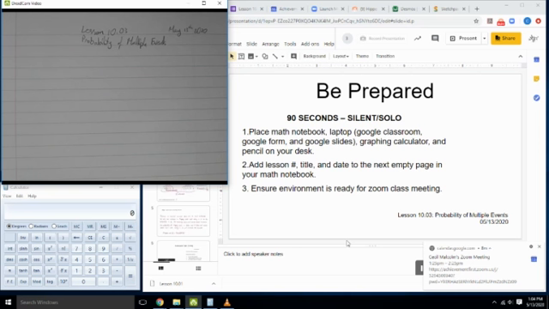And hopefully this will be informative for you. Please take the next 90 seconds to complete the Be Prepared section, which means that you need to place your math notebook, laptop, graphing calculator, and pencil on your desk. Update today's date, title, and make sure that you have an empty math page in your notebook because you will probably fill up a few today. Ensure that you're ready for your Zoom class meeting in a couple of minutes after this.